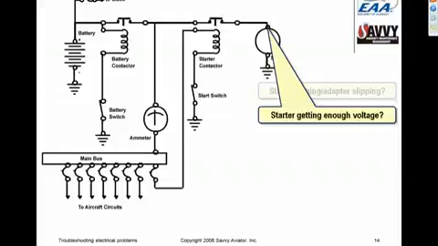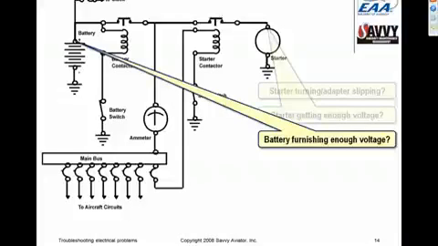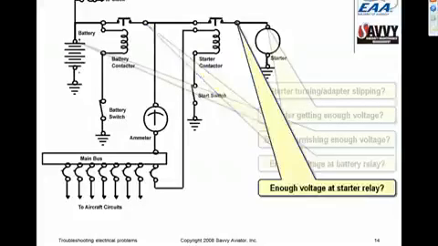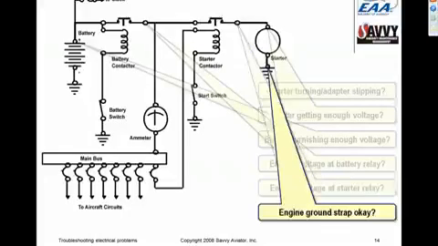If it's getting enough voltage, then we have to replace the starter. If it's not, then we need to see if the battery is furnishing enough voltage under load. If it's not, we need to replace the battery. If it is, then it's getting lost somewhere in between, so we need to check under starting load what our voltage is after the battery relay and after the starter relay.